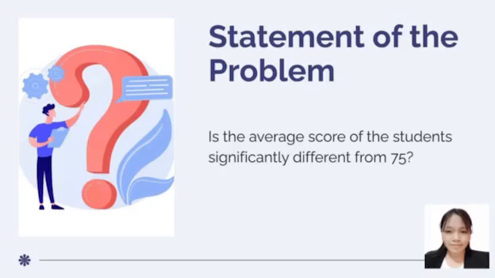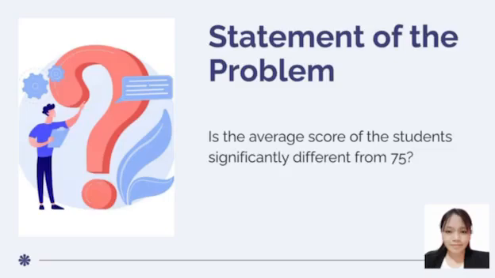Statement of the problem. Is the average score of the students significantly different from 75? So here's our problem. A teacher wants to check if her class performed differently from the expected average score of 75. We use Jamovi to test if there is a significant difference.